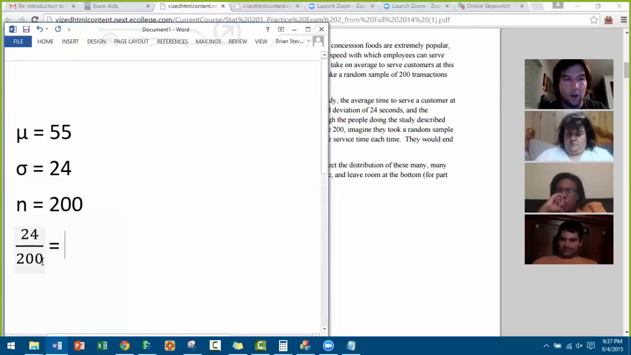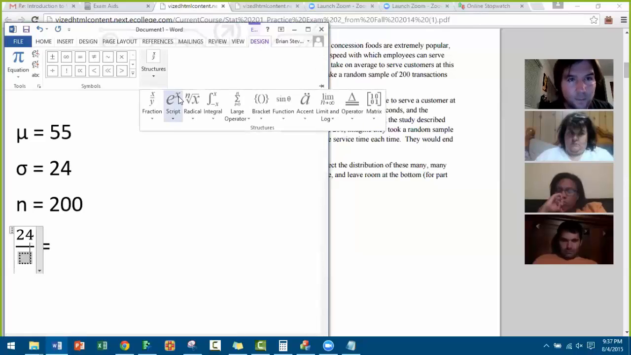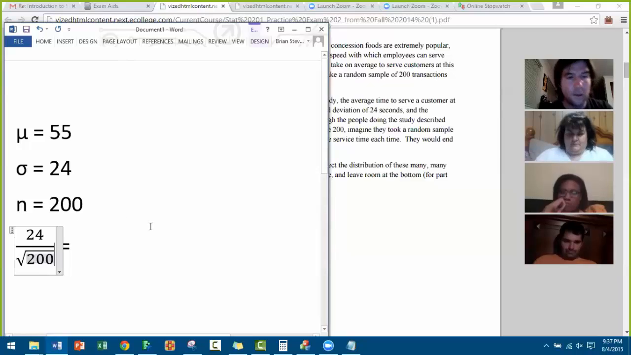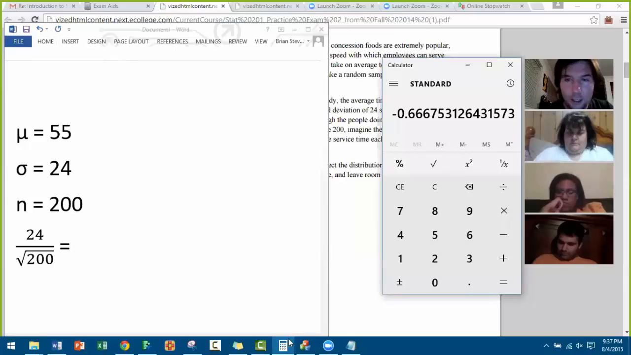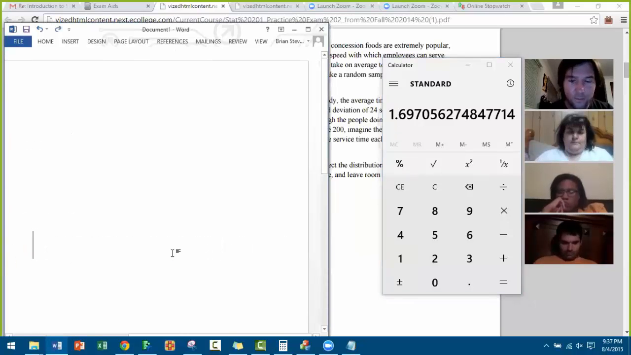Oh, no one's yelling at me yet. I forgot. Brain is turning off a little bit. Sigma over the square root of n. Right there. So this is our formula right here for the new standard error of the mean. And we can calculate it right here. Take 200 square root. Copy that. And 24 divided by that. And our new standard error is 1.69. Copy that. And bring it over here and delete some decimals.